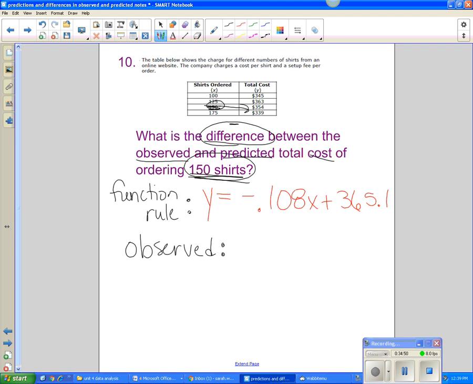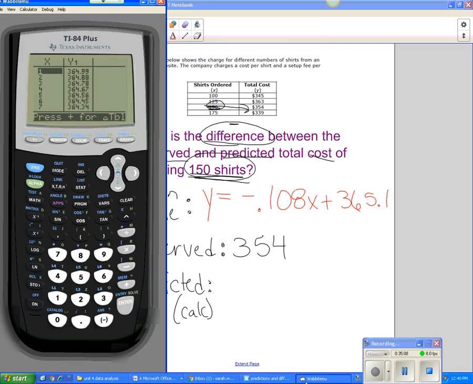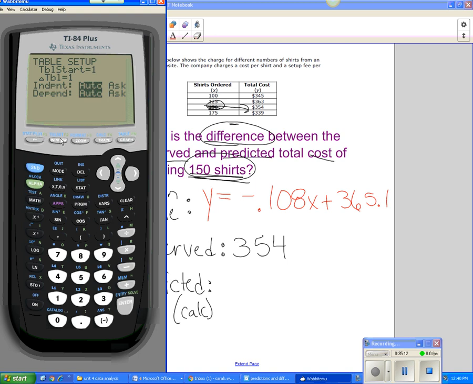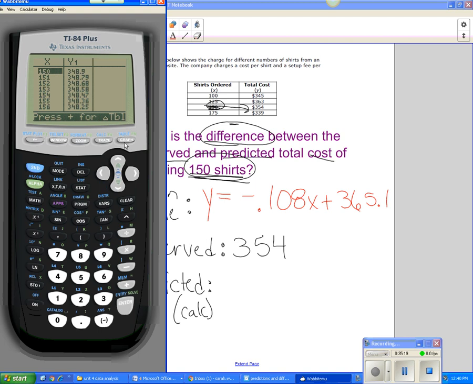Well, it's going to be 354. Now, to get the predicted, you have to use the calculator. Okay, so we already typed it in. And so I'm going to do the shortcut, second window, go to 150. And the calculator predicts for 150, 348.9.